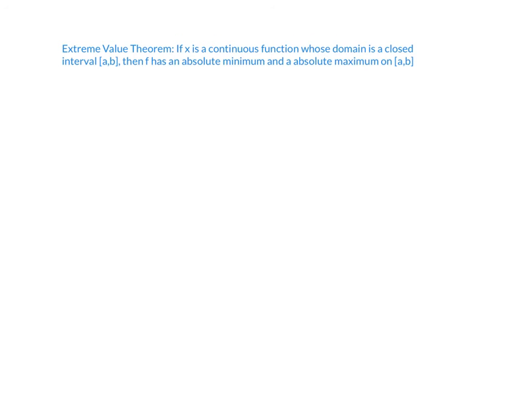The last thing I want to give you in this video is the extreme value theorem. The extreme value theorem says that if f is a continuous function, then f has an absolute minimum and an absolute maximum on [a, b]. Basically what it means, I'll show you something. The key thing is that the domain is a closed interval. So I'll give you an example of a function that has a domain that's a closed interval.